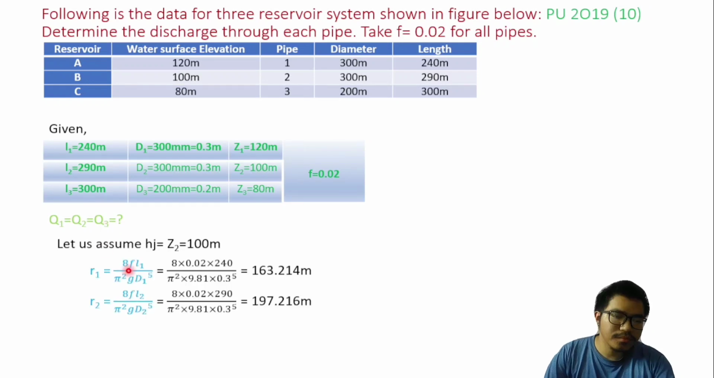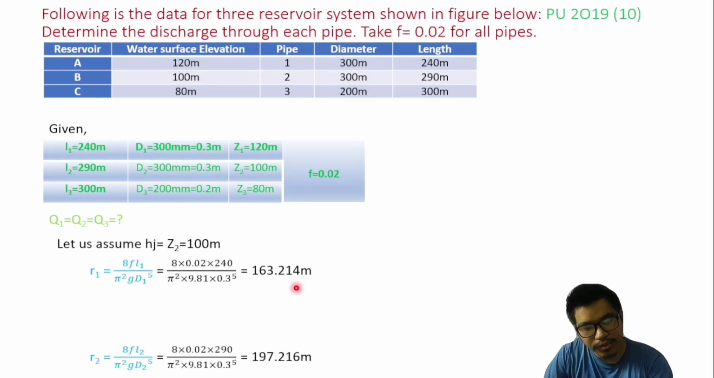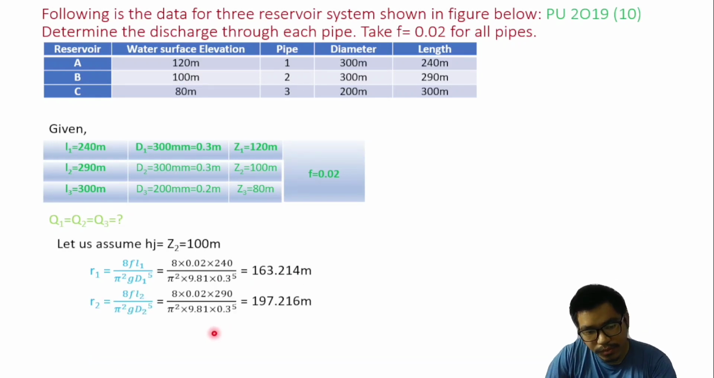First of all, we calculate the value of R. For the first pipe, it is given by 8 F L1 divided by pi square G D1 power 5. F is 0.02, L1 is 240, G is 9.81 and D1 is 300 millimeter divided by 1000, that gives 0.3. So the value of R1 is calculated. Similarly the values of R2 and R3 are calculated.